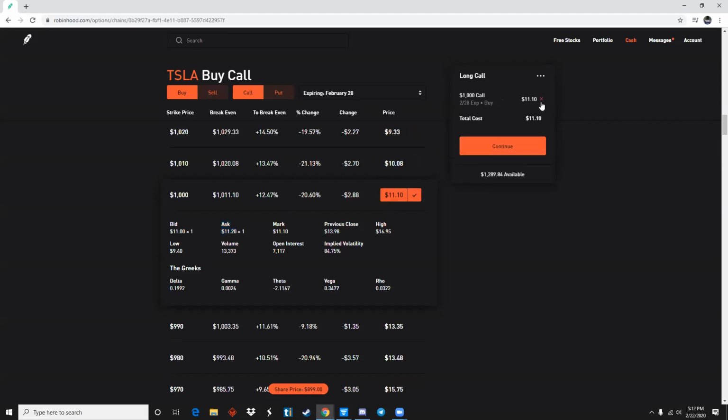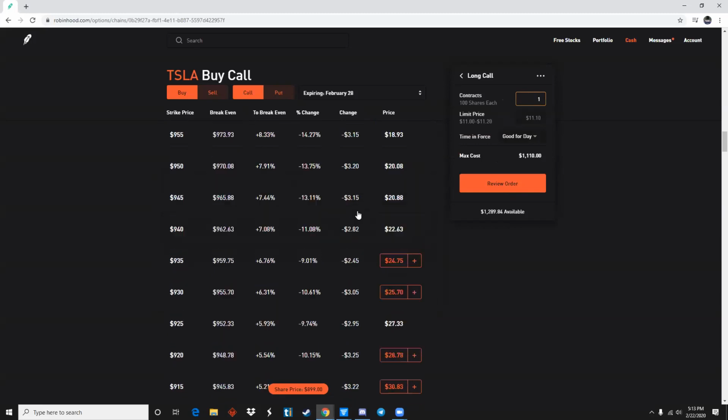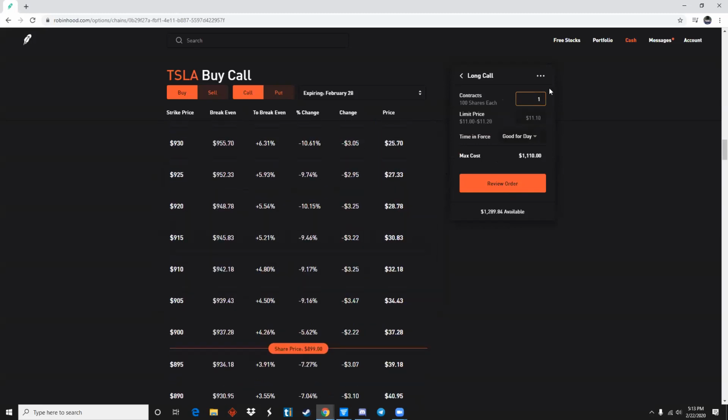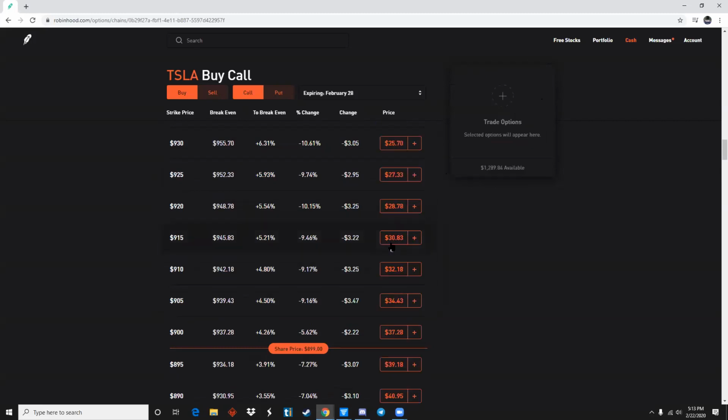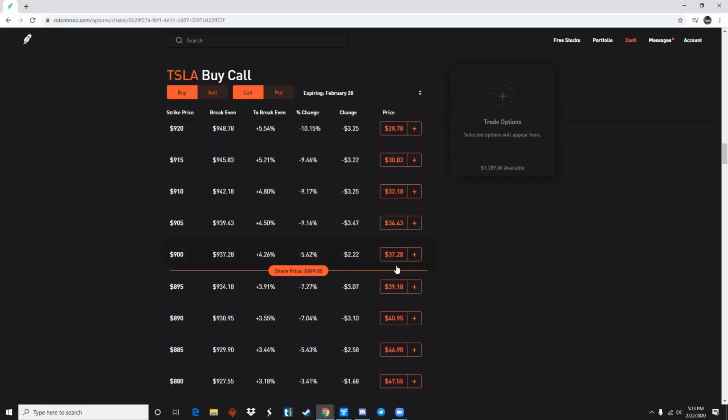Okay, so I'm going to hit plus. I'm going to continue. I'm going to say, okay, I'm going to buy it at 11.10, somewhere in the middle there. I'm going to review it. Let's say buy one contract, and you see your cost is going to be $1,110. So just because it shows $11, it's not just $11, because you can't just buy one share. Obviously, if you go down here, go back here, X this one off, you look at $30, that's $3,000, that's $3,500, $3,700, $4,000 to buy one contract when it's so far in the money.